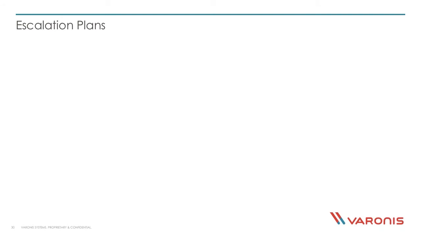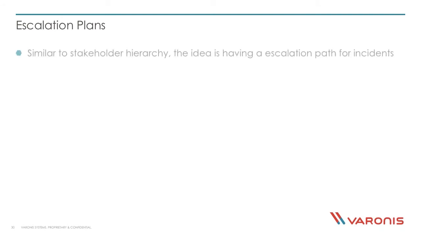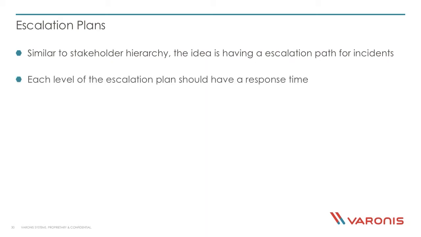The first item that a communication plan should have is an escalation plan. This is similar to a stakeholder hierarchy. The idea is understanding who reports to who, so we can have an escalation path, for instance. Each level of the escalation plan should have a response time. For example, if you call a manager and he doesn't answer, you should wait a few minutes and try again before escalating it. The escalation plan may vary according to the classification of the incident.